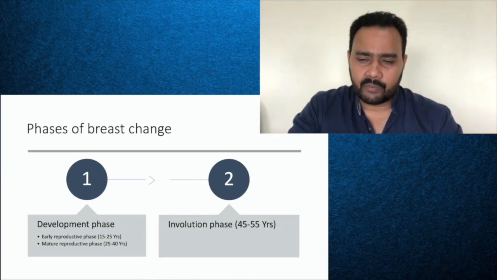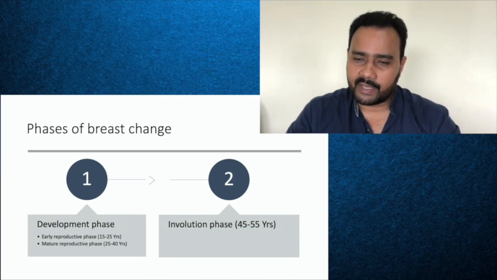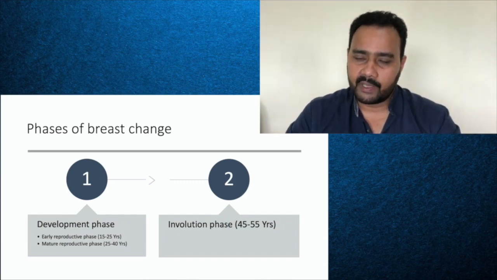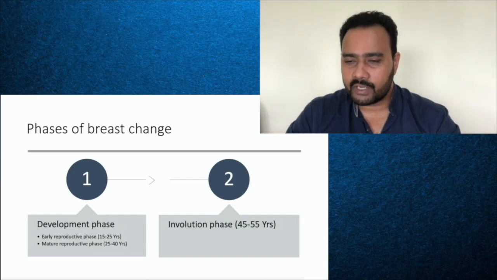Why is this important? Because there are some changes that occur during these phases. During development, some changes we call aberration of normal development. Whenever there is an involution phase and you get some changes, we call that aberration of normal involution.